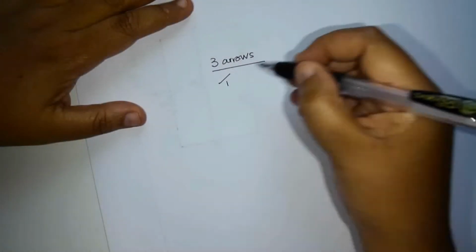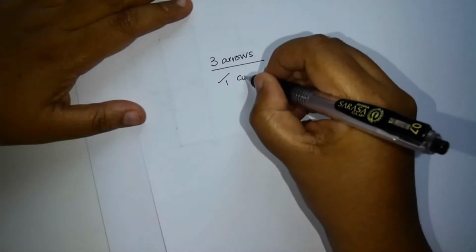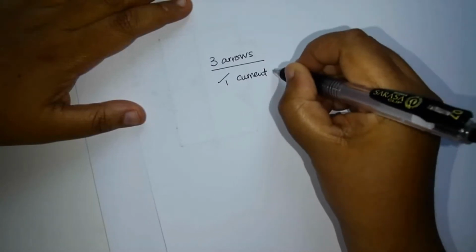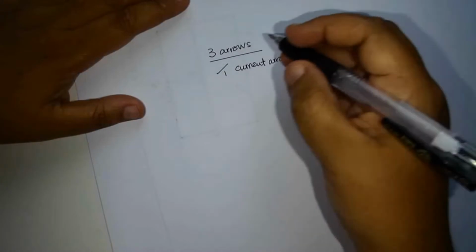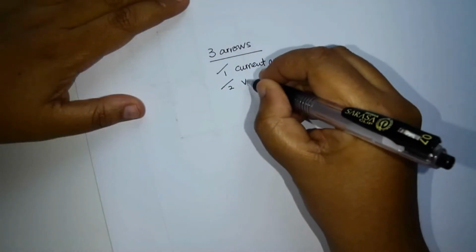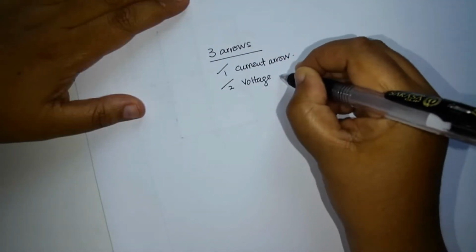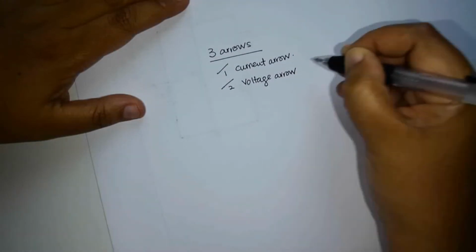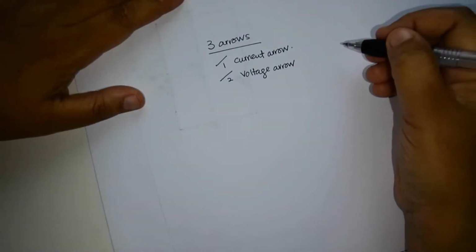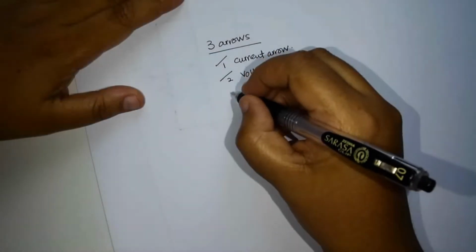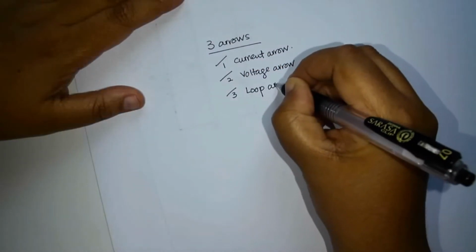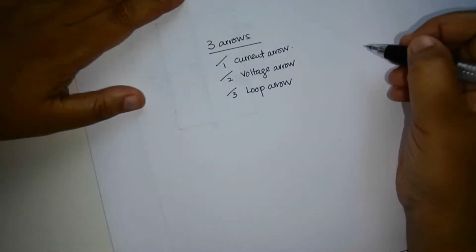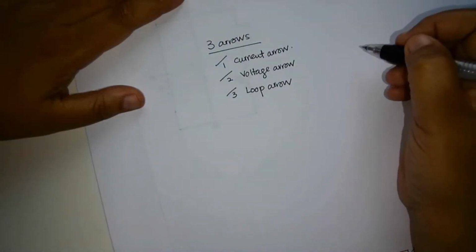The first arrow we're going to draw is a current arrow. Next, the arrow we're going to draw is the voltage arrow. And the third arrow we're going to draw is called the loop arrow. So there is a need for three arrows in order to apply Kirchhoff's law.